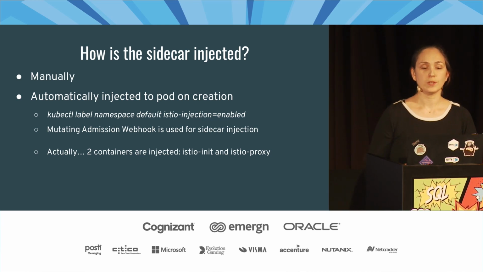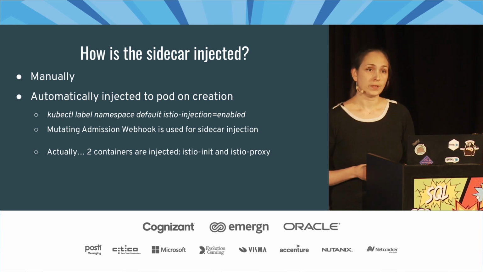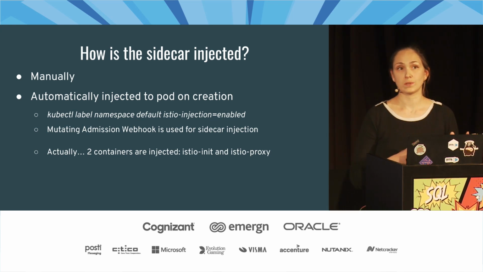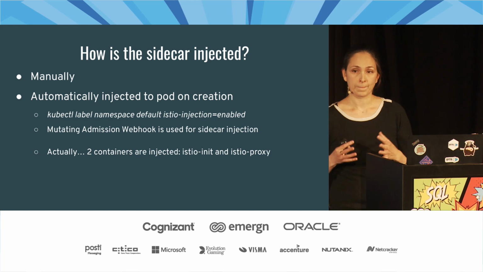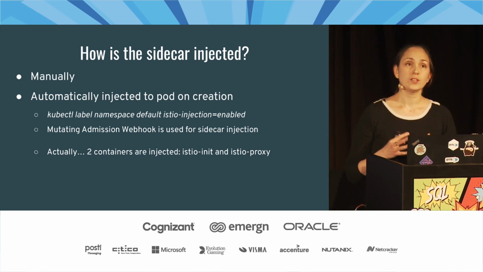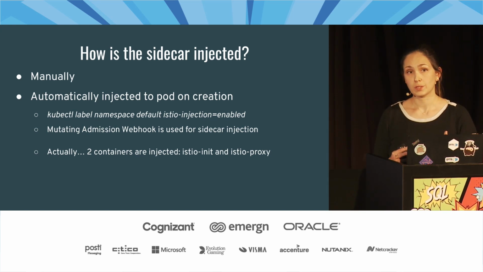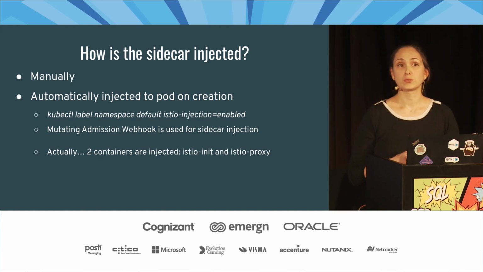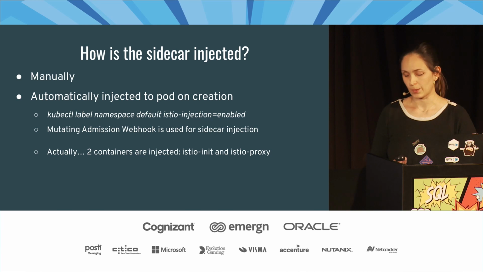And then in addition, a mutating admission webhook is installed by Istio that is listening to pod creation events, and it is injecting those two containers. One is the init container and the other is the proxy itself, into the pod. And what the init container does, it runs to completion. It means it's not always alive, and it is adding iptables rules that help the proxy to perform the routing.